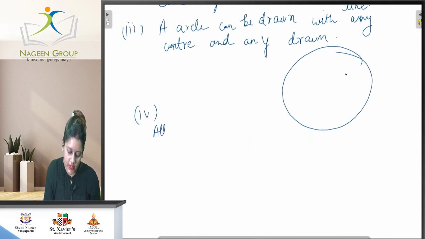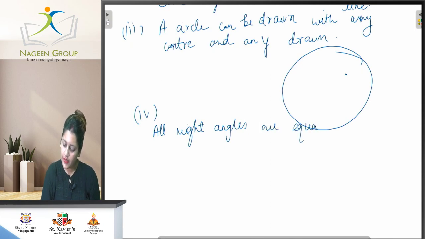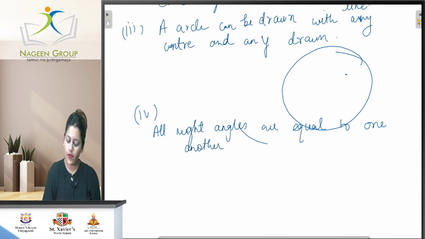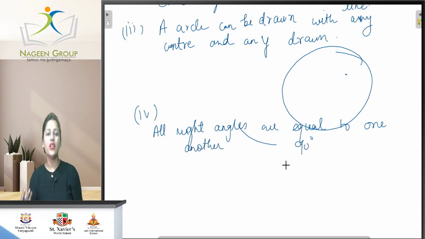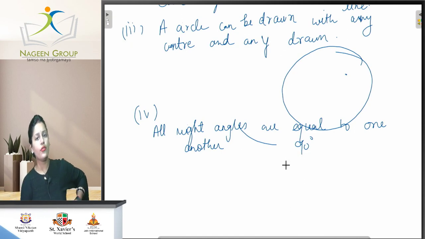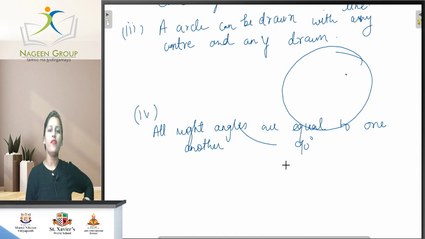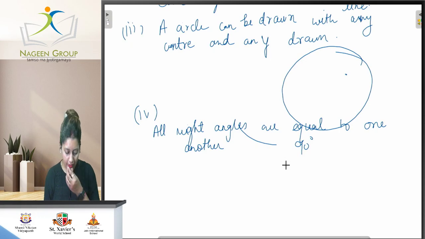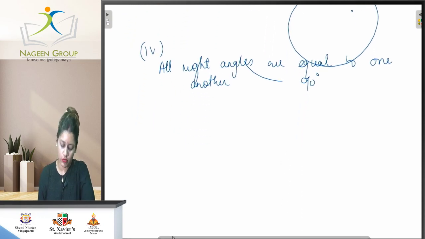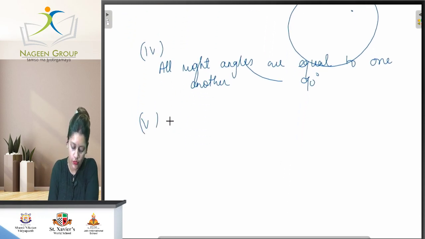all right angles are equal to one another because all are of 90 degrees only. Means all right angles are equal because all are angles of 90 degrees. After that, there is the fifth postulate, which is very important to know.